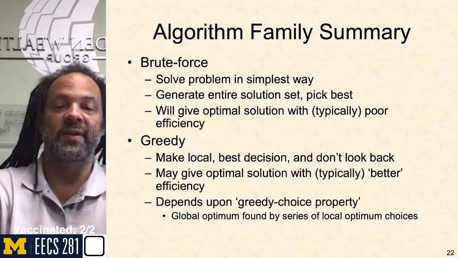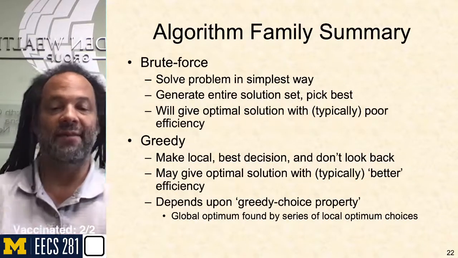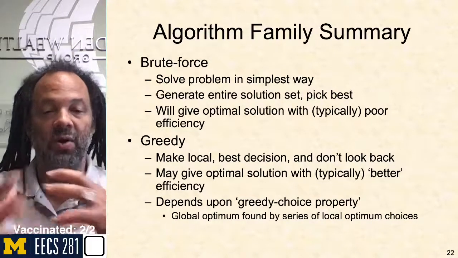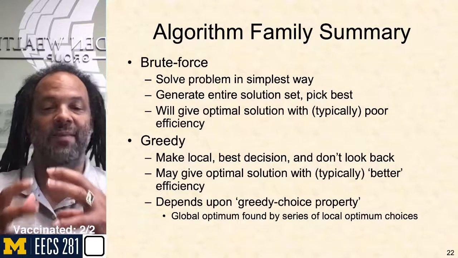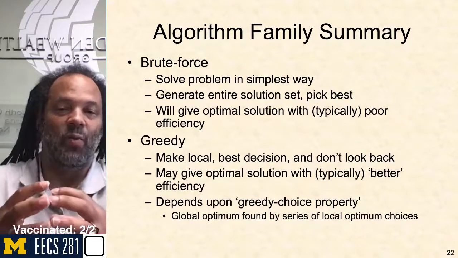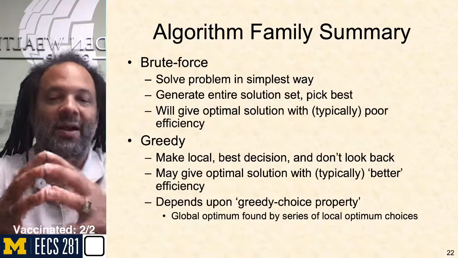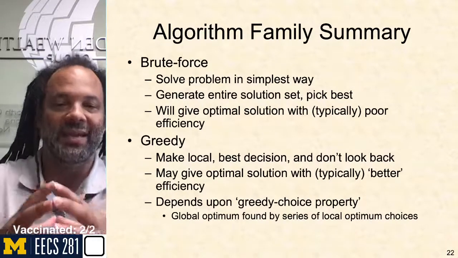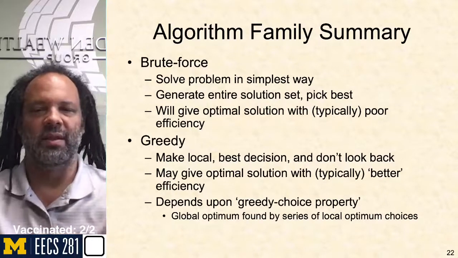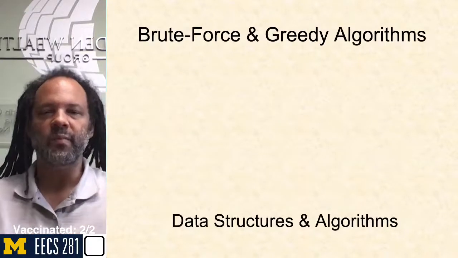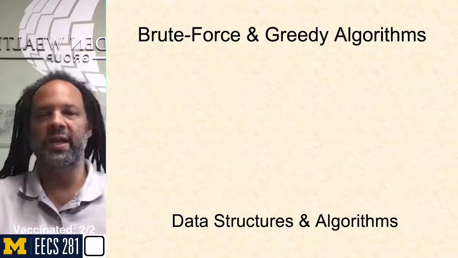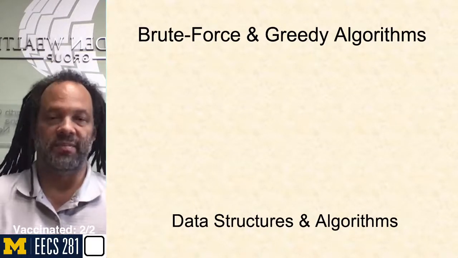But it depends upon this greedy choice property. If I've got this global optimum found by a series of local optimum decisions, I have to have some greedy choice property that says, well, no matter how I start, if I start greedily, then I get to the goal. That's my greedy choice property that really makes sure that the greedy algorithms work. So those are the first two families, and we see how they're related. The brute force and greedy are similar because they're both fairly simple.